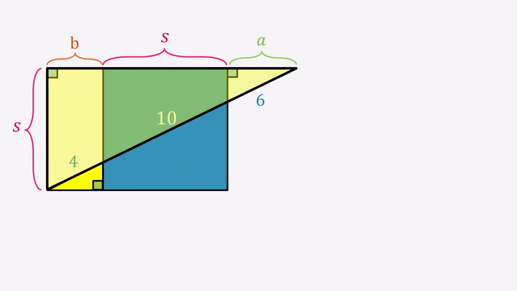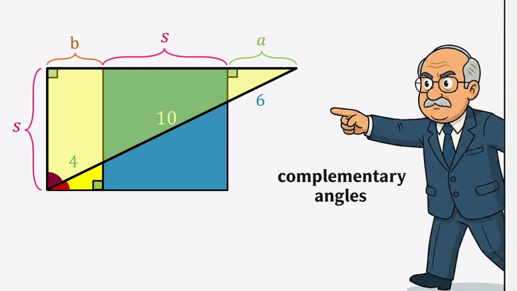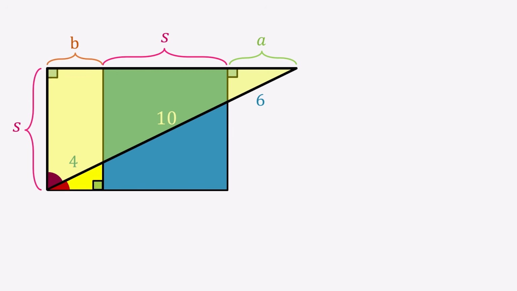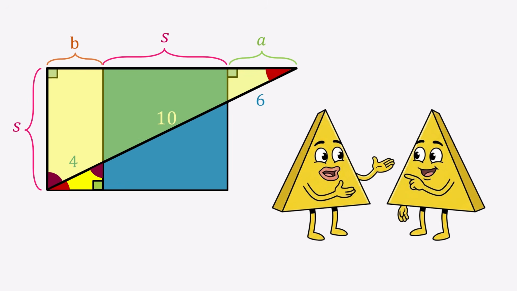Now, let's take a look at these 2 triangles. Their 2 neighboring angles here form a right angle. That means they're complementary angles. So, the large triangle's other angle is just 90 minus the purple angle, which equals the red angle. How about the small triangle's other angle? It's equal to the purple angle. That's great, because that means the triangles are similar. And if these 2 triangles are similar, then the ratios of their corresponding sides must also be equal. That's the heart of the problem.